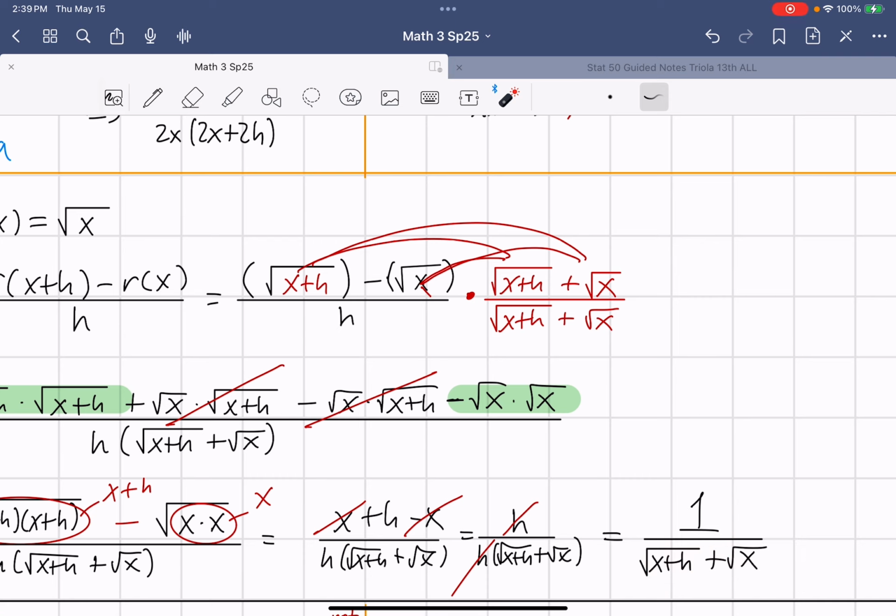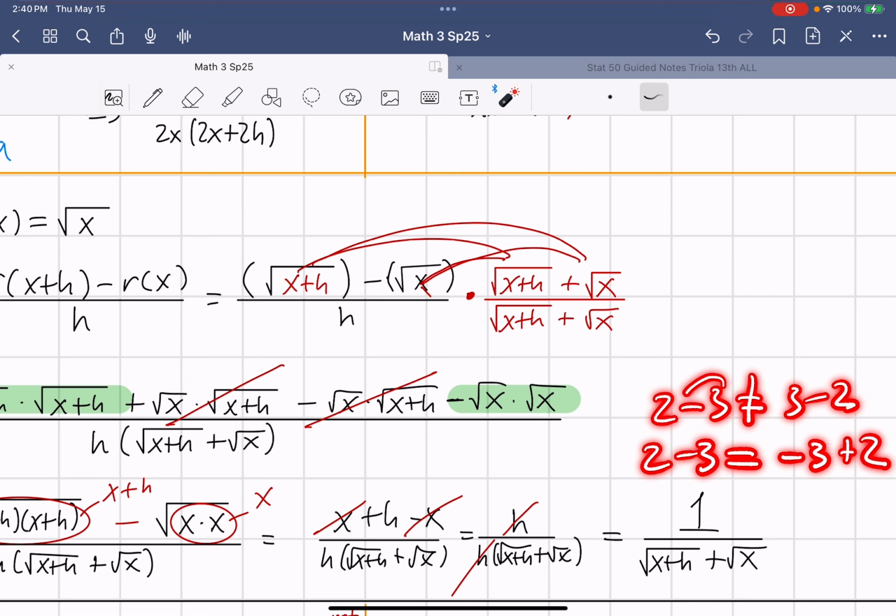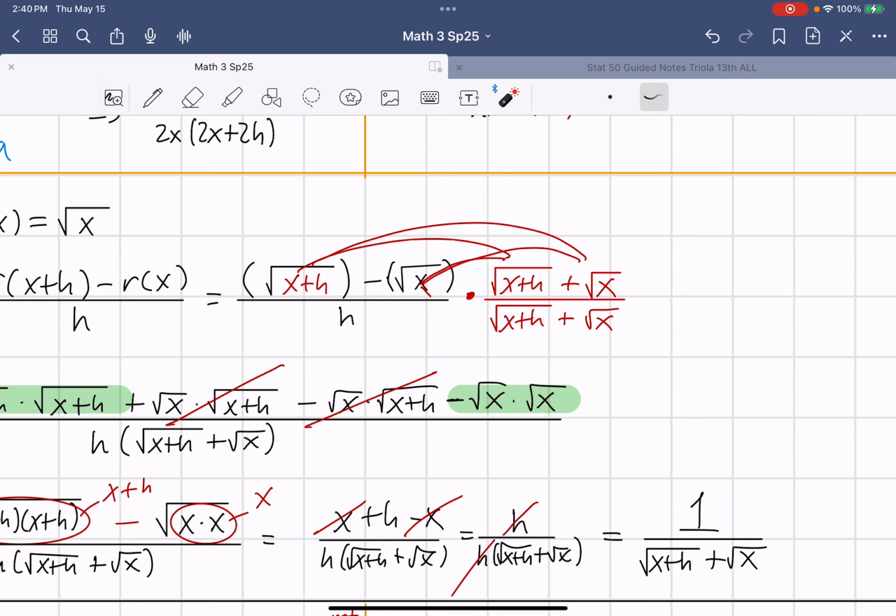Just like there's a commutative property of multiplication, there's a commutative property of addition. A plus b is the same thing as b plus a, as long as you keep the sign of the number. Because 2 minus 3 is not the same thing as 3 minus 2, but 2 minus 3 is the same thing as negative 3 plus 2. So the sign of the negative number stays with that number, and the positive sign stays with the positive number. So something to keep in mind, and that is my difference quotient of the square root of x. So something to keep practicing.